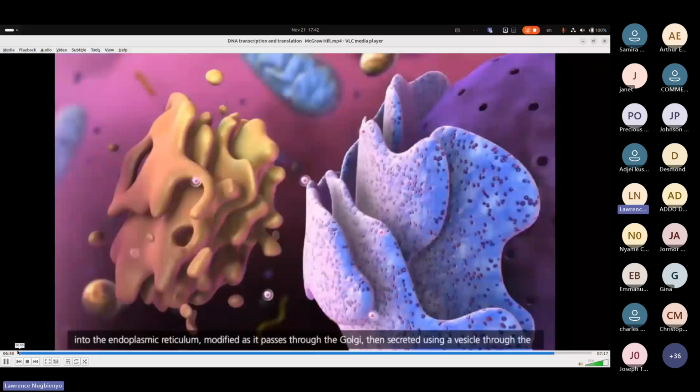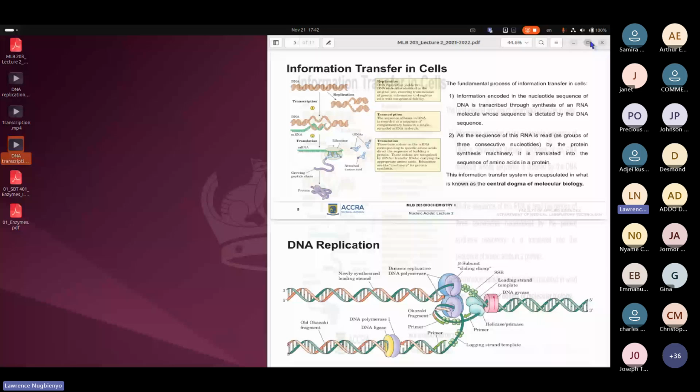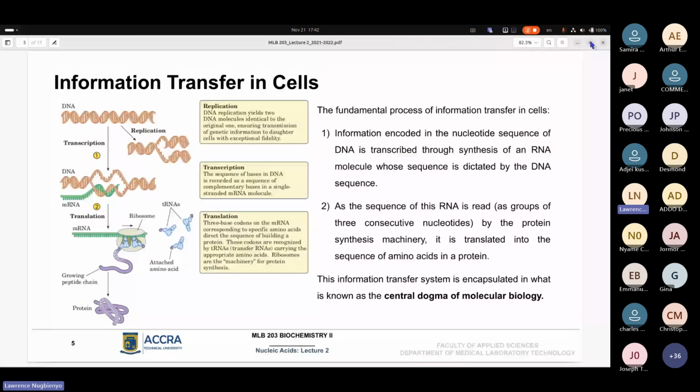Okay, so that was the process of replication, transcription, and translation that we looked at. And these three processes are the functions of nucleic acids. That is what nucleic acids do. And so we say that the nucleic acids store the genetic information, which is transferred from parents to offspring.